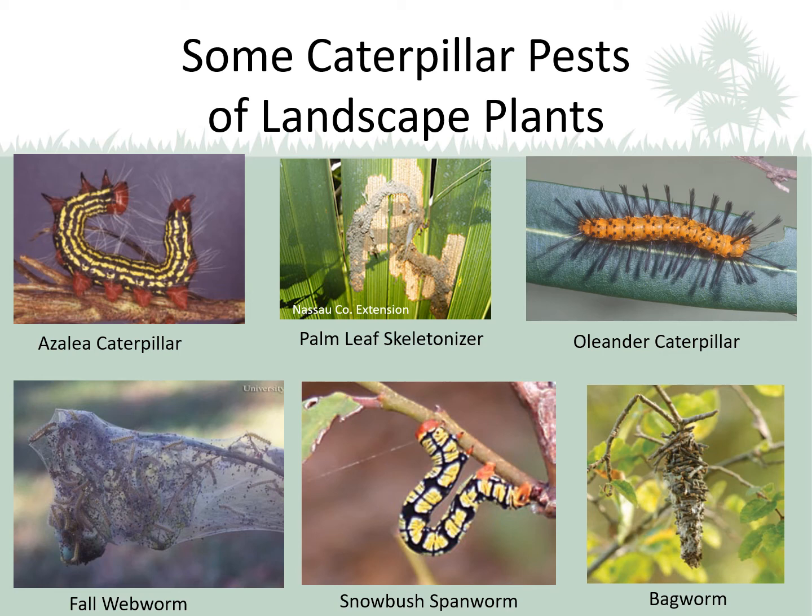Then we got the oleander caterpillar here, which we saw earlier, where the adult is a beautiful moth with kind of indigo colored wings with clear white spots and a red scarlet tip on its tail. Then we got the fall webworm. Kind of see those a lot on pecan trees, if you've got any pecan trees in your neighborhood. And to be honest with you, I've never seen a snowbush spanworm, but I guess they're here. And then bagworms of all kinds.